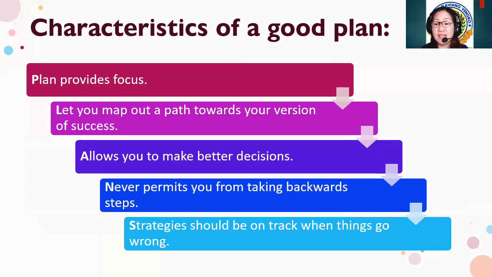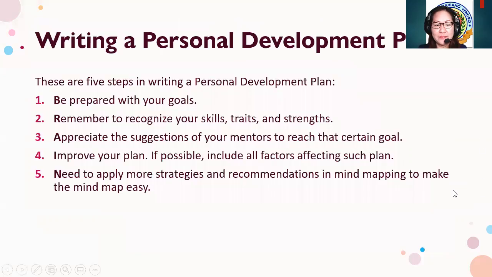Strategy A to Z din dapat yan. Okay? Okay. Let's proceed to the next. So how are you going to write naman, no, your personal development plan? So you already have the characteristics.